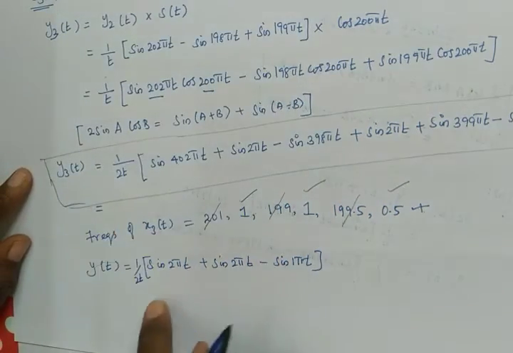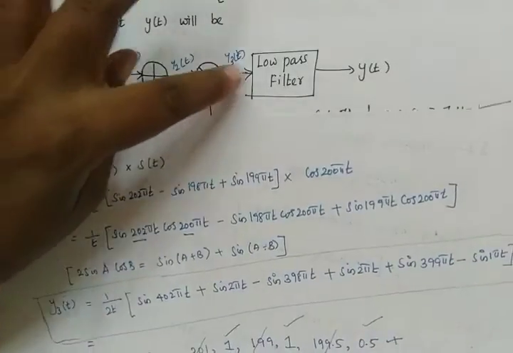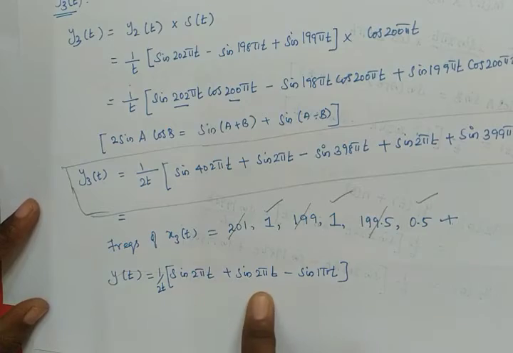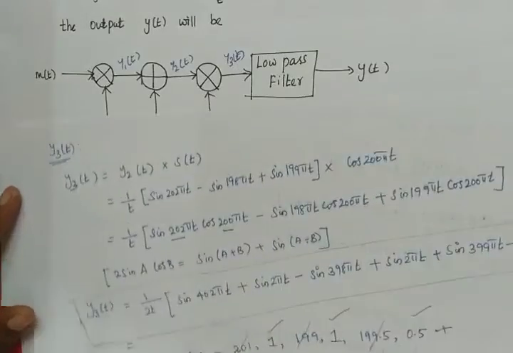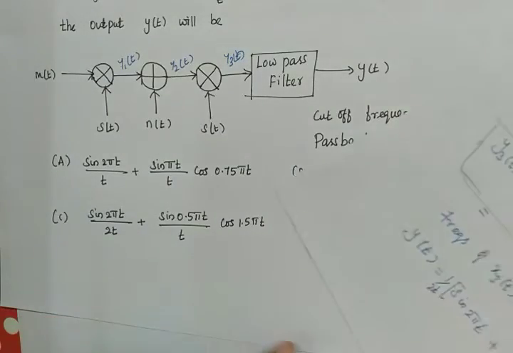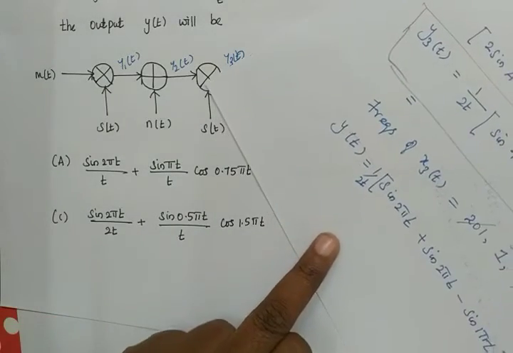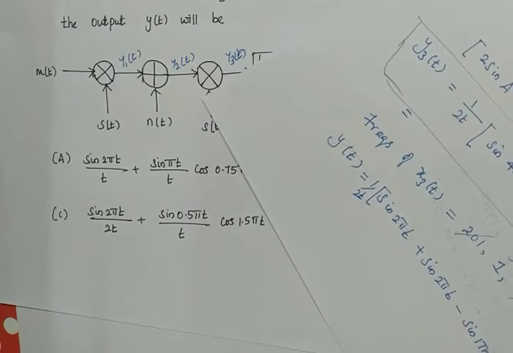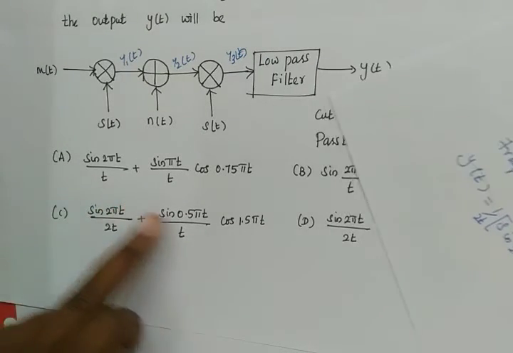y of t will be equal to, here we have y3 of t. Now the output y of t will be equal to 1 by 2t sine 2 pi t. But what happens? We cannot find any answer like this, isn't it? We have the answer like 1 by 2t sine 2 pi t plus sine 2 pi t minus sine pi t, but we cannot find any answer like this.